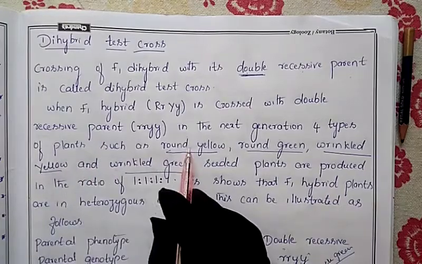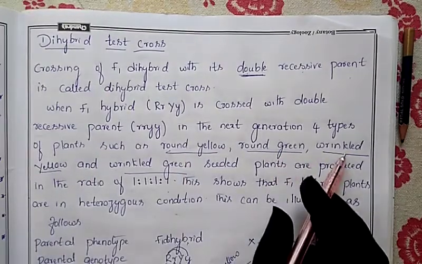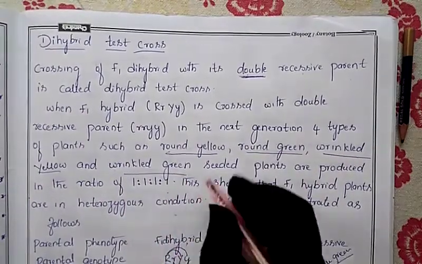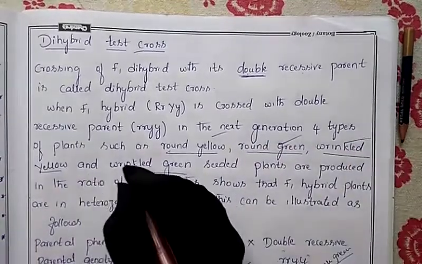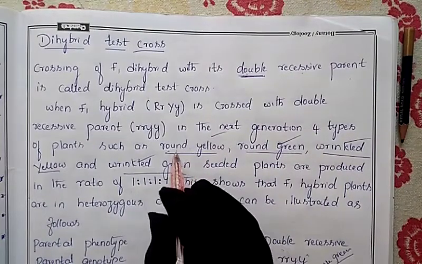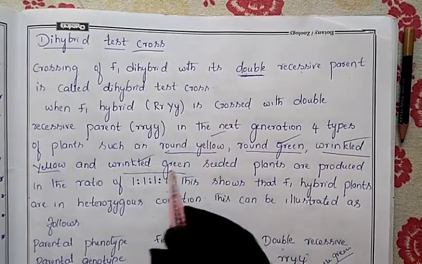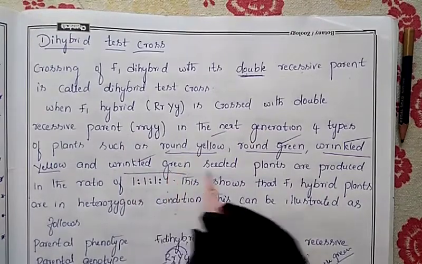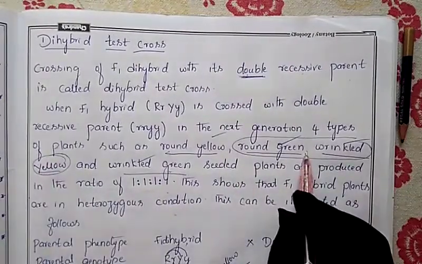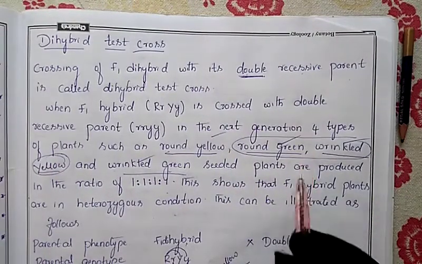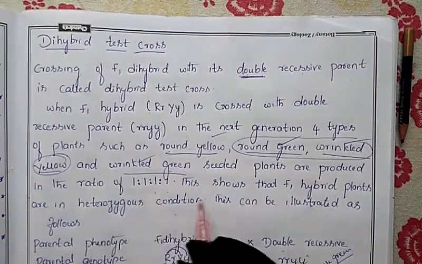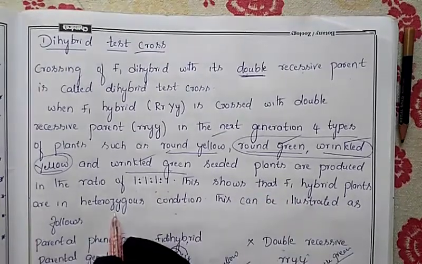Which are those? One is round yellow, another is round green, the third is wrinkled yellow and the fourth is wrinkled green. So he got four different patterns. Among those, two patterns are the parents': round yellow is one parent character and wrinkled green is the other. But the round green and the wrinkled yellow are new combinations that have arisen in the offspring. So the ratio we get here is 1:1:1:1. This shows that the F1 hybrid plant is in a heterozygous condition.